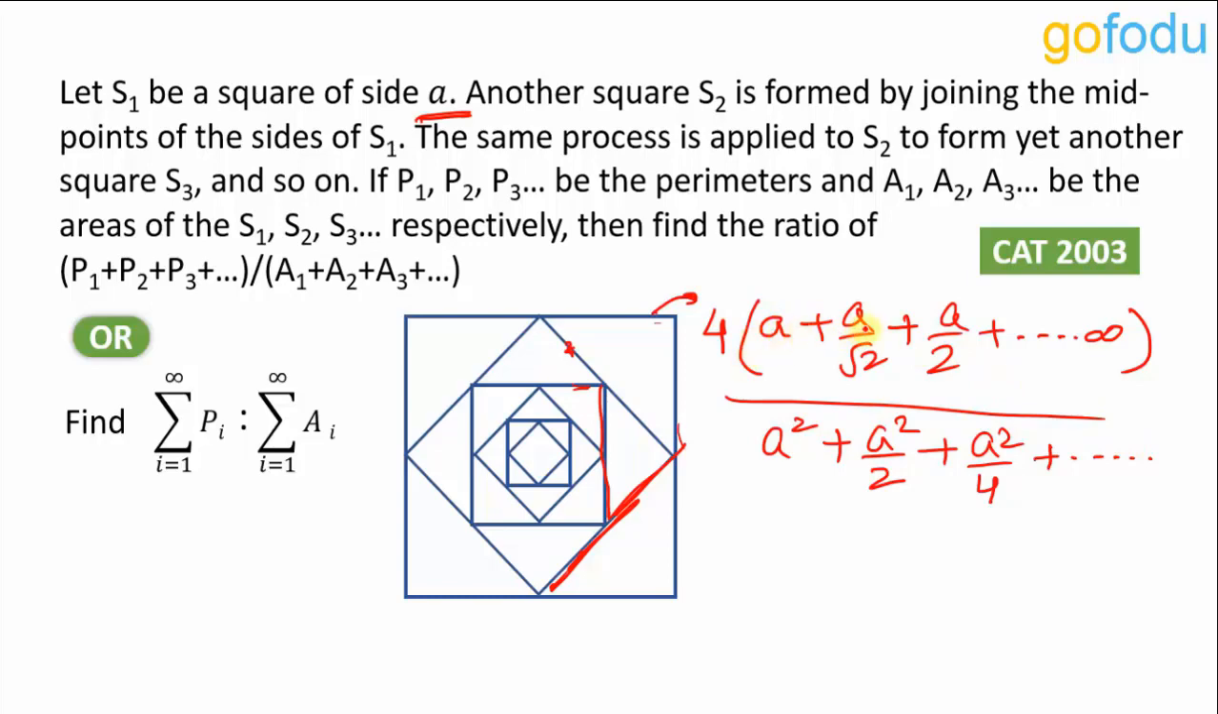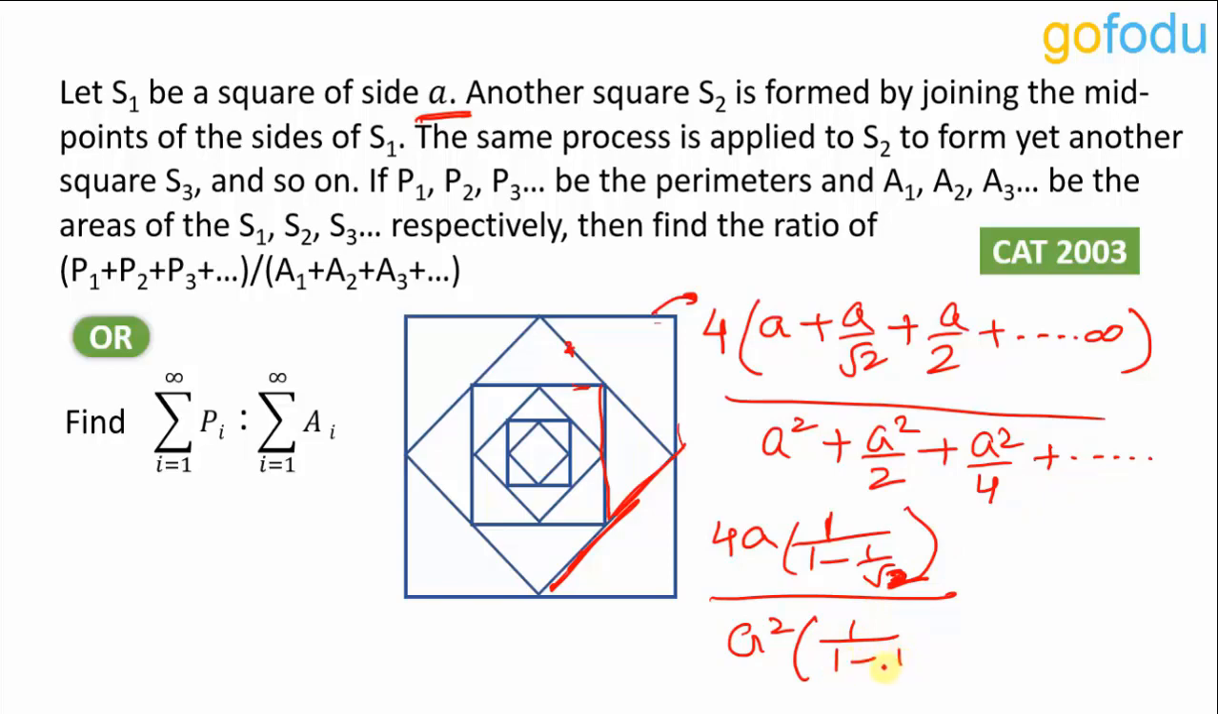Okay, A I can take out common from this bracket, 4 times A. Inside the bracket I will have a GP, first term of which is 1, upon 1 minus common ratio, which is 1 upon root 2. Sum of an infinite GP with first term as a is a upon 1 minus r, where r is the common ratio. So first term is 1 upon 1 minus common ratio, that is 1 upon root 2. Upon, again A square I can take out common. Inside the bracket I will have a GP 1 plus 1 by 2 plus 1 by 4, sum of which will be 1 upon 1 minus common ratio, that is 1 by 2.